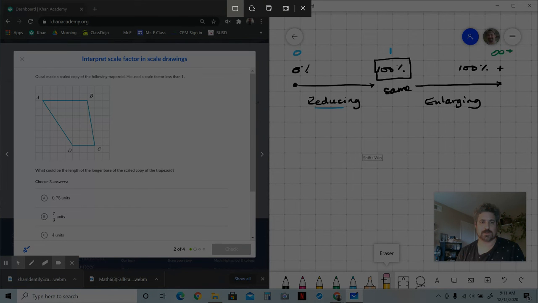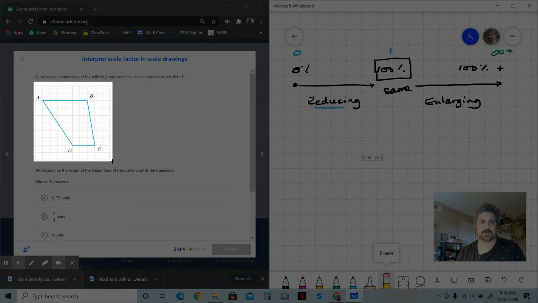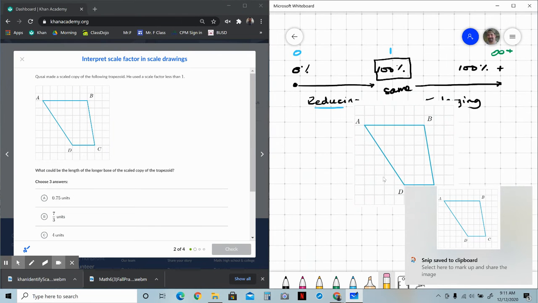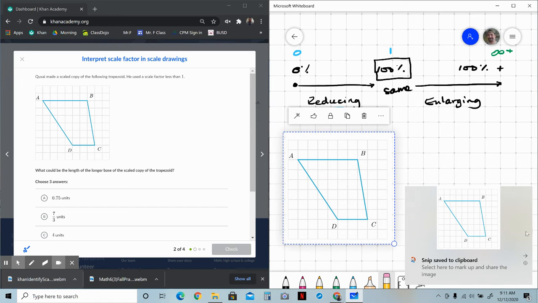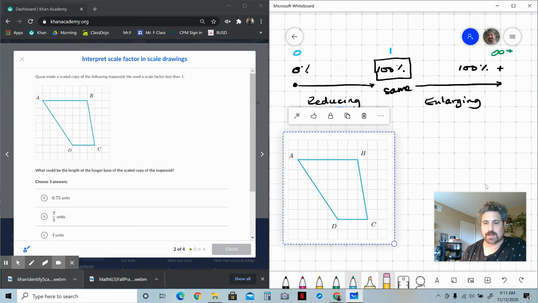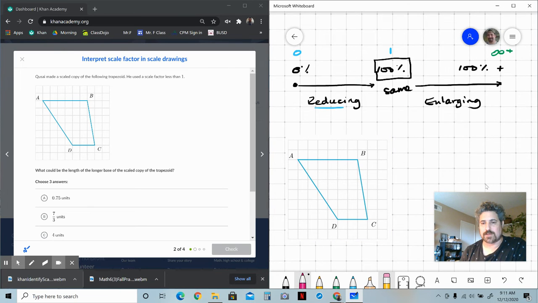So I'm going to copy this image so I can write on it. I'll paste it over here so we can take a look at it. Okay, cool. It's better. So taking a look at this one, it says what could be the length of the longer base of the scaled copy of the trapezoid, the longer base. So when you have a trapezoid, the two parallel sides are the bases. That's what that means. So trapezoids have one set of parallel sides, and then two intersecting sides. The two parallel sides are the bases. The longer base is just the one that's longer, right? So what they're really talking about is this length from A to B. That's the length they're talking about here.